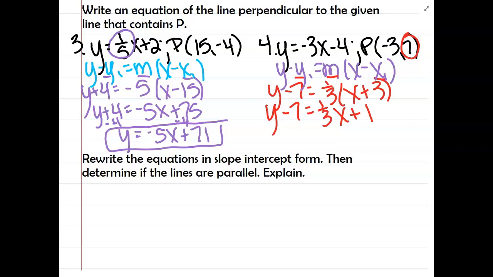All right, so when you distribute the 1/3, we should have y minus 7 equals 1/3 x plus 1. Add the 7 to both sides. We have y equals 1/3 x plus 8. Questions on perpendicular?